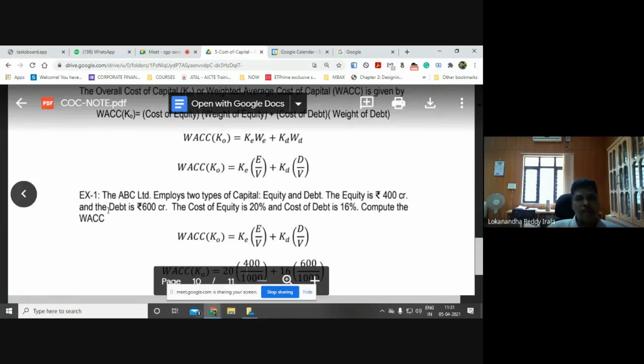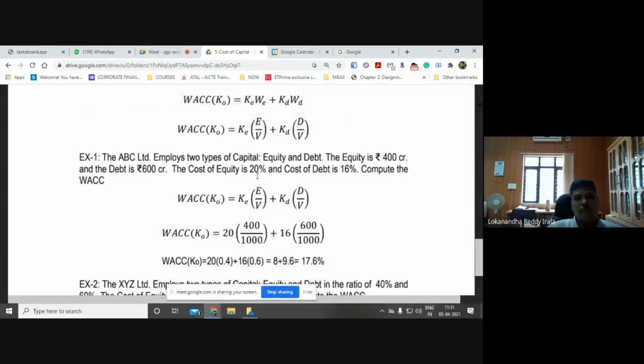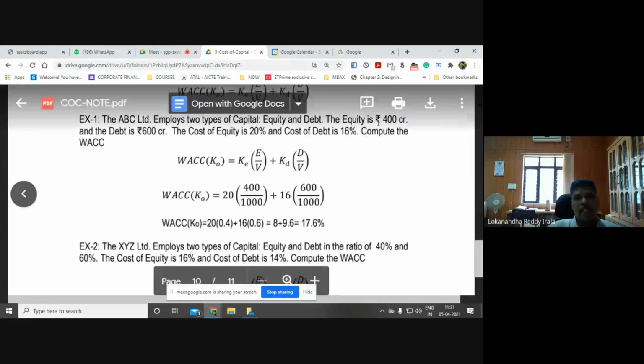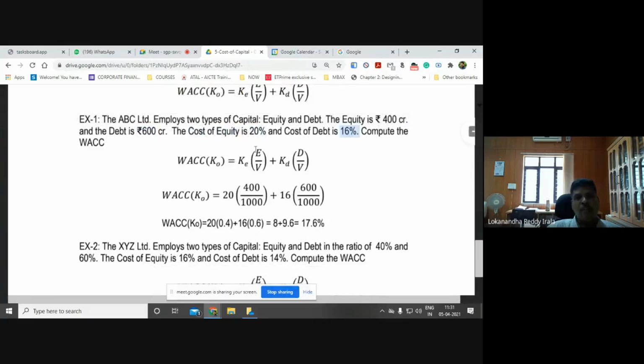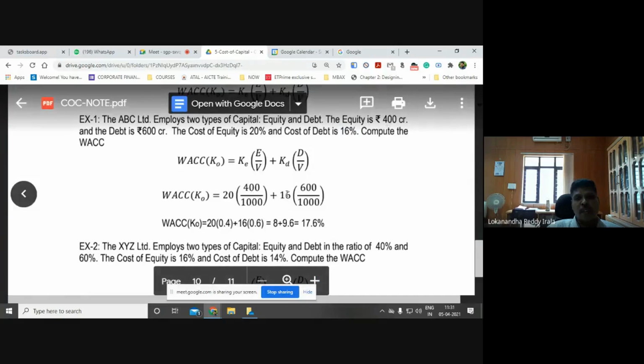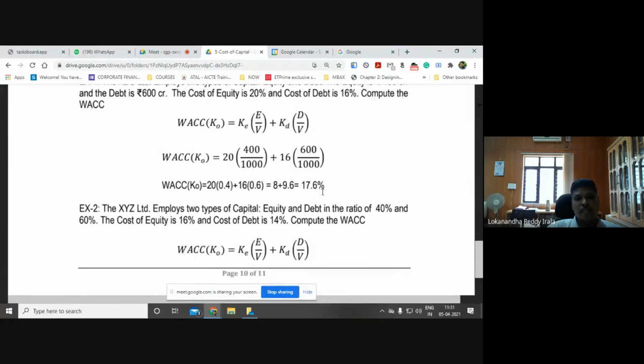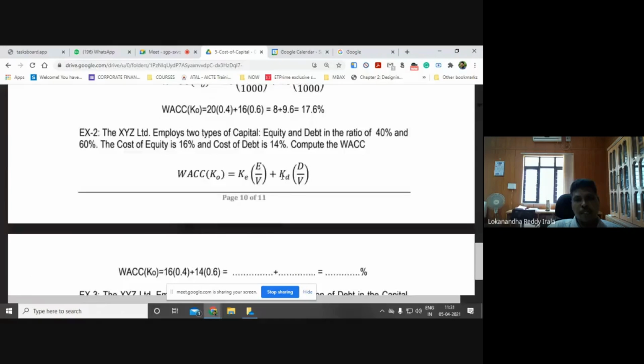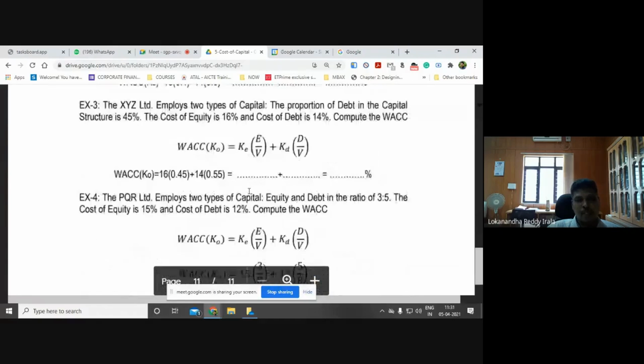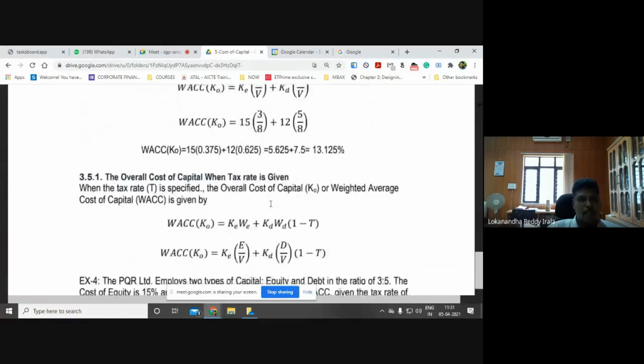So here I have an example where ABC Limited employs only two types of capital, equity and debt. Equity is 400 crore, debt is 600 crores. The cost of equity is 20%, cost of debt is 16%. Now, substituting, 20 into 400 by 1000, because equity is 400, plus 16 into 600 by 1000. So it works out to be 17.6%. Here I have another example given, so you can work it out.